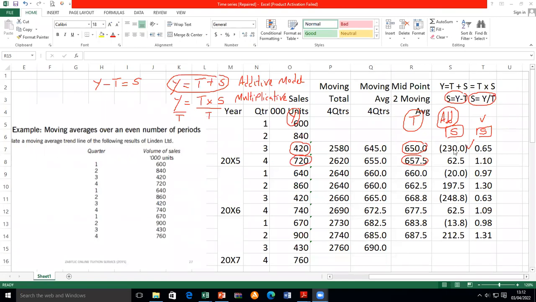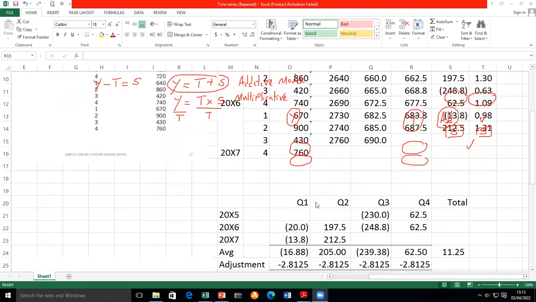Now, what do you do with these values? That's the next question. What do you do with this? You now do a summary.